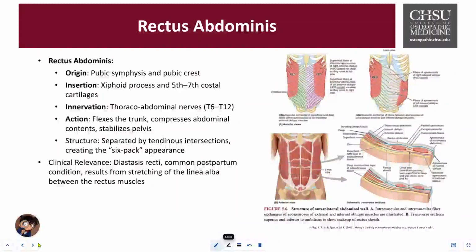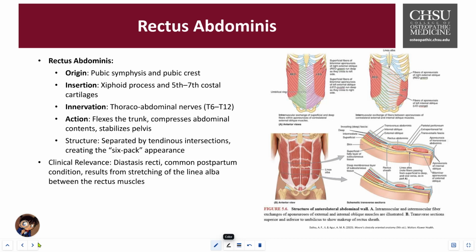Let's start with the rectus abdominis. This is a long paired muscle extending along the abdominal wall and plays a key role in trunk flexion, abdominal compression, and pelvic stabilization. It originates from the pubic symphysis and the pubic crest and inserts onto the xiphoid process and the 5th to 7th costal cartilages. It's innervated by the thoracoabdominal nerves T6 to T12 and is characterized by tendinous intersections, and these then create a distinct six-pack appearance.